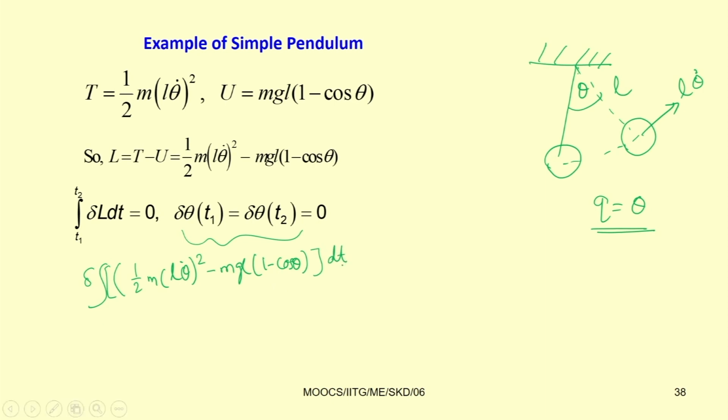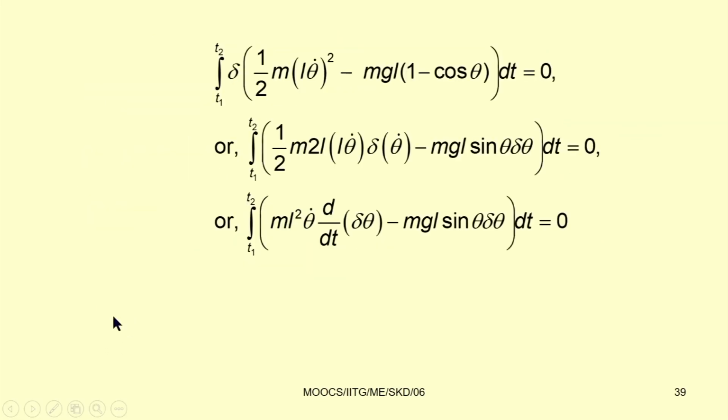Here the non-conservative work done, delta W_NC, equals 0, since there is no non-conservative force acting on the system, so you can take it as 0. Now the delta operator can enter inside the integral, so by slightly expanding, this becomes the integral from t1 to t2 of delta of half m L squared theta dot squared minus m g L into (1 minus cos theta) dt equal to 0. Now we operate this del operator here.